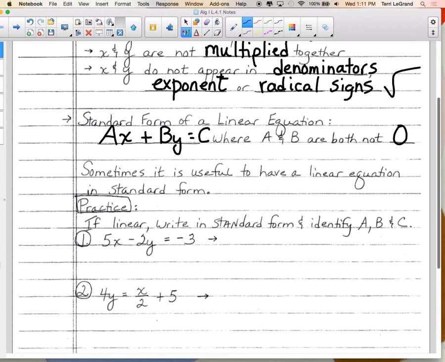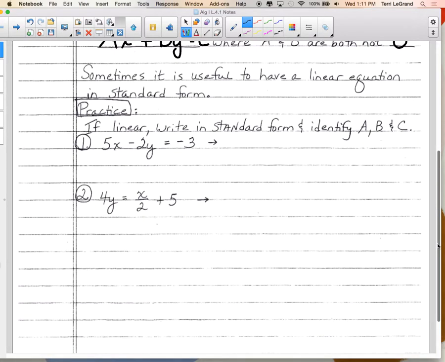So in other words, if A was 0 and B was 0, the x's would be wiped out, so would the y's be wiped out. We would no longer have a linear equation. One of them can be 0, but they can't both be in the same equation, okay? So sometimes it's useful to have a linear equation in standard form, so we're going to learn right away how to put it into standard form if it is linear.